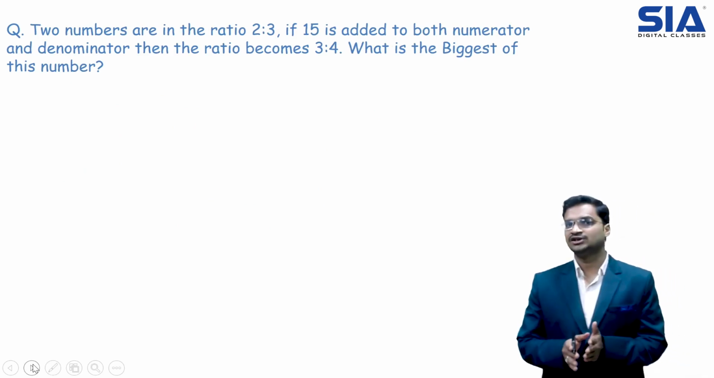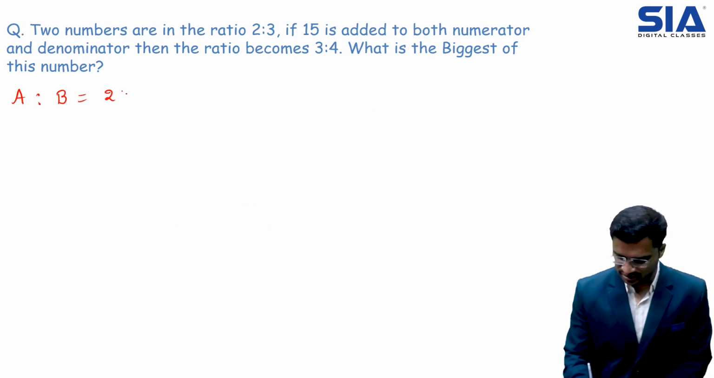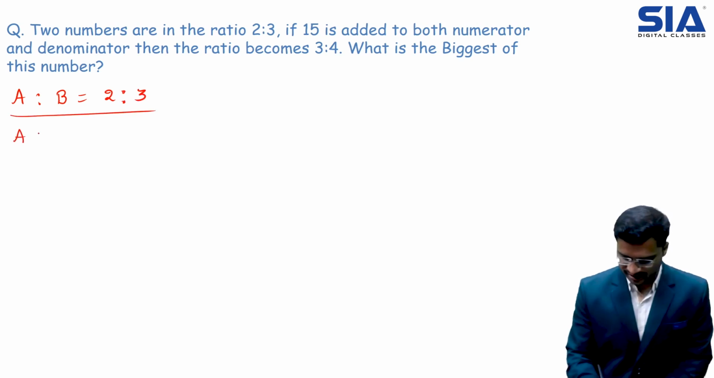Two numbers are in the ratio 2:3. So two numbers, let us assume them as A and B. Then the ratio A:B is given as 2:3. From this I can write A as 2x and B as 3x.